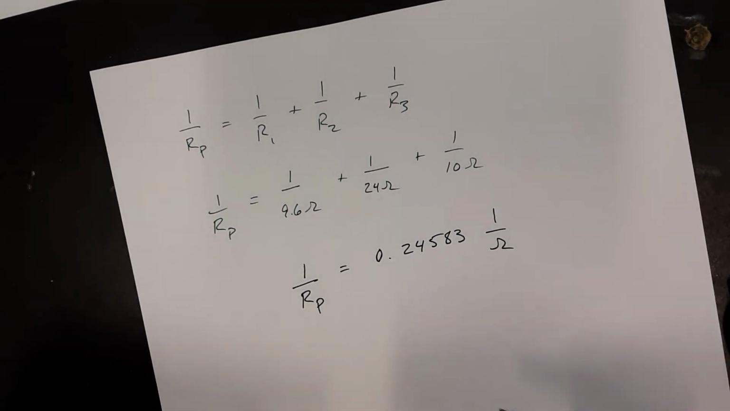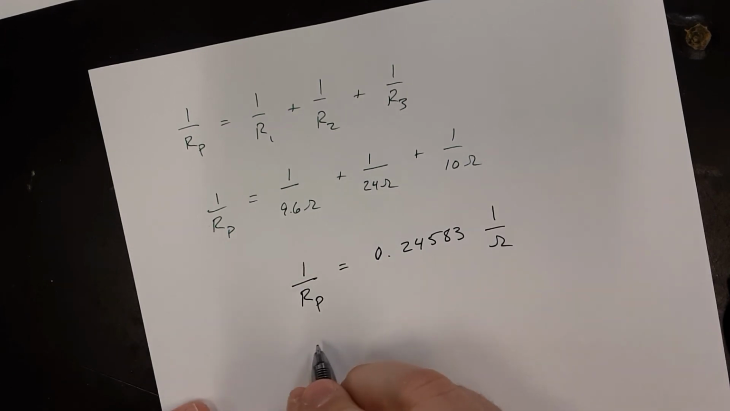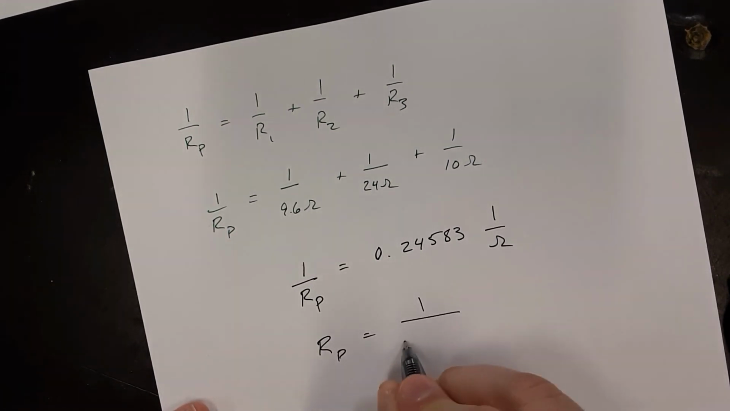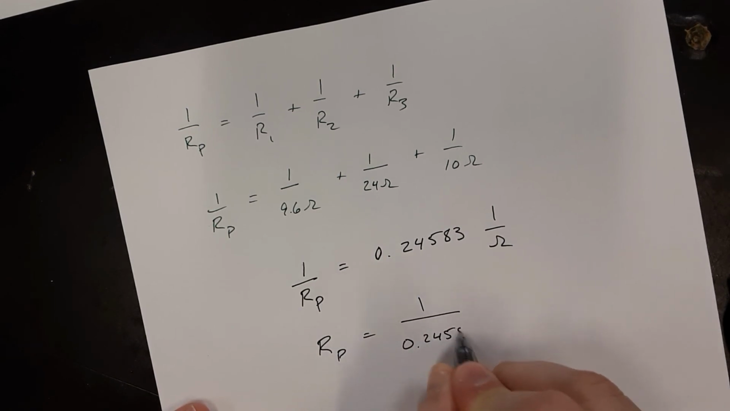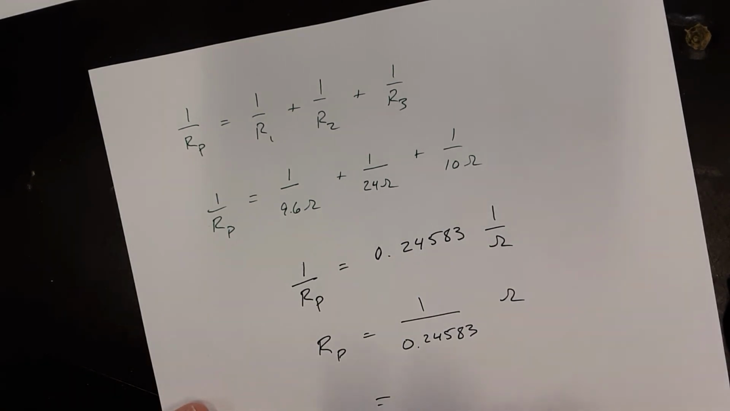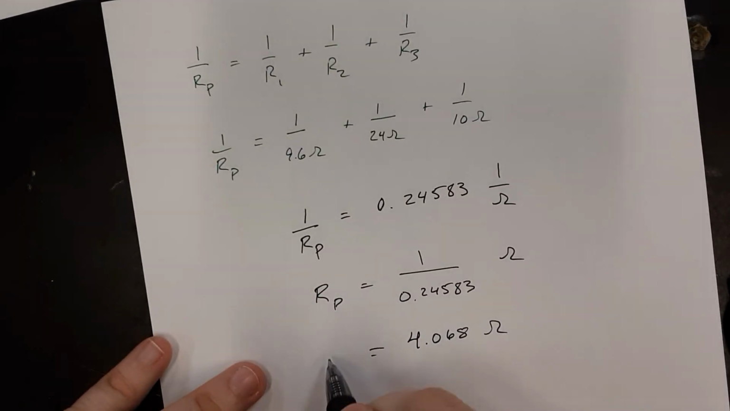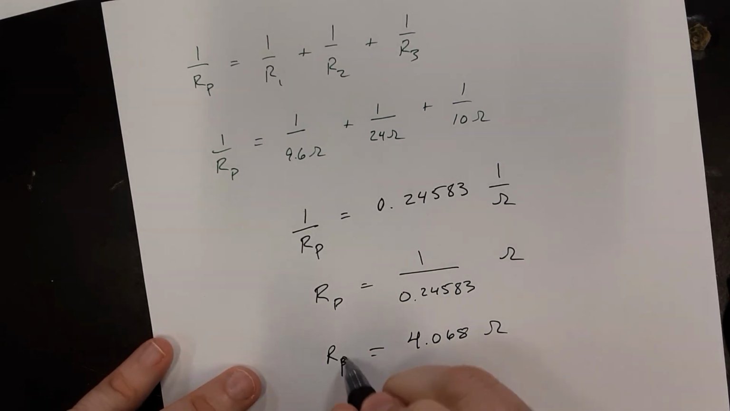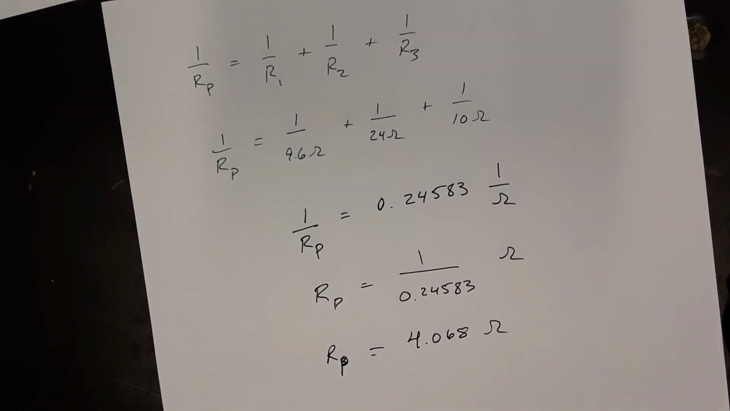Now we're going to invert this, right? And that means that the parallel resistance is going to be 1 over this number, 0.24583. And our units are ohms. And this is, lo and behold, 4.068 ohms. And of course, a little bit of round-off error between friends never hurt anyone. So this is the parallel resistance. So that's our total. And so that's our answers.